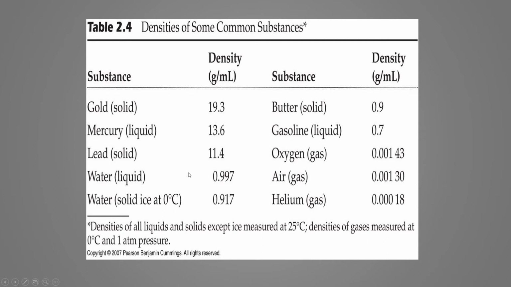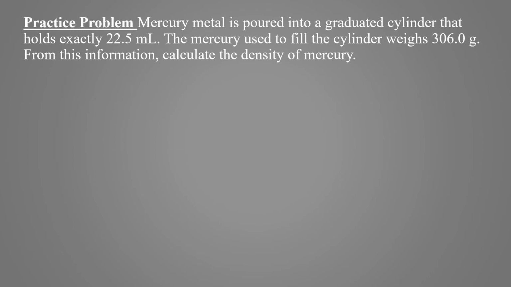If you look at the density of liquid water and solid ice, you will notice that ice is less dense compared to liquid water. And that is why ice floats on water. And in a later chapter, you will see why water, being the same substance, has a different density in two different states of matter. Let's solve this word problem to determine the density of mercury.